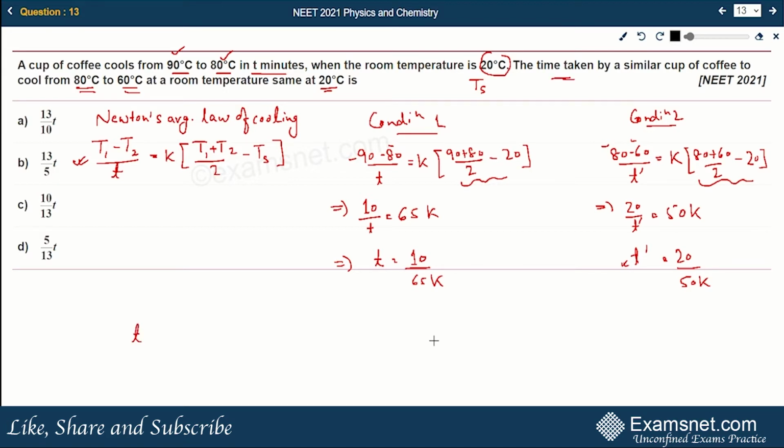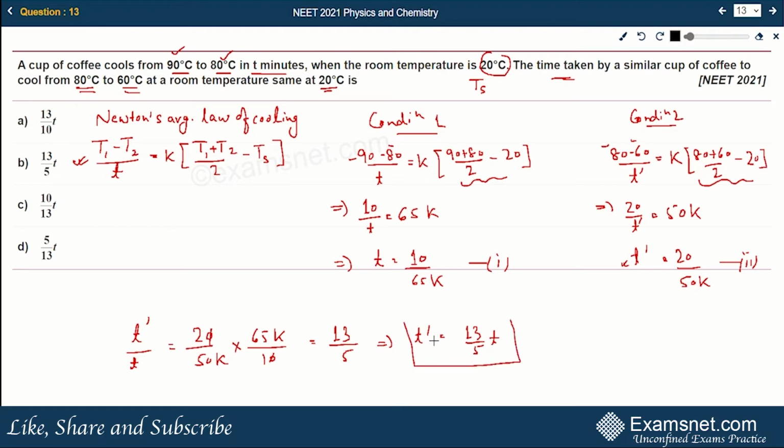Suppose this is your first equation and this is your second equation. On dividing the second equation by the first equation, we'll get T dash by T equals 20 divided by 50K into 65K divided by 10. So we'll get T dash by T equals 13 by 5. So what will be the value of T dash? It will be 13 by 5 into T. So this will be your value. Out of the given options, the correct one will be option B.